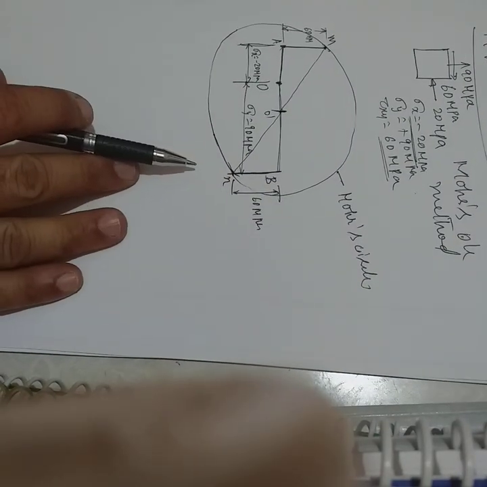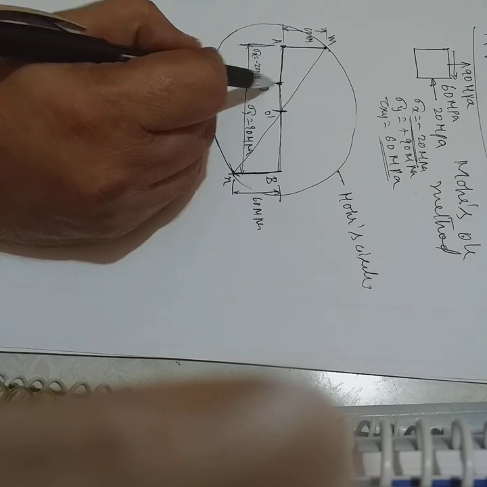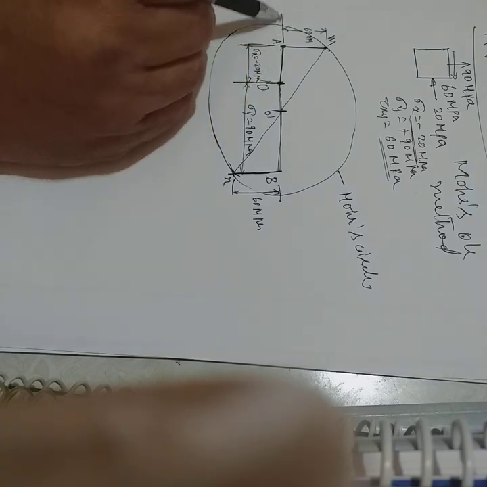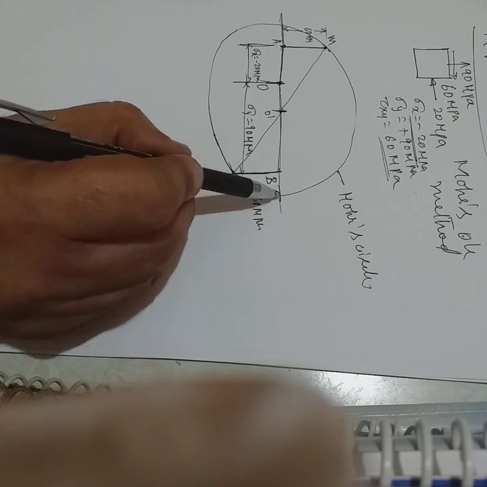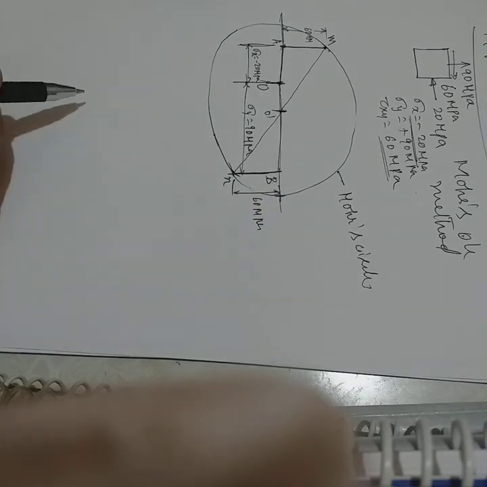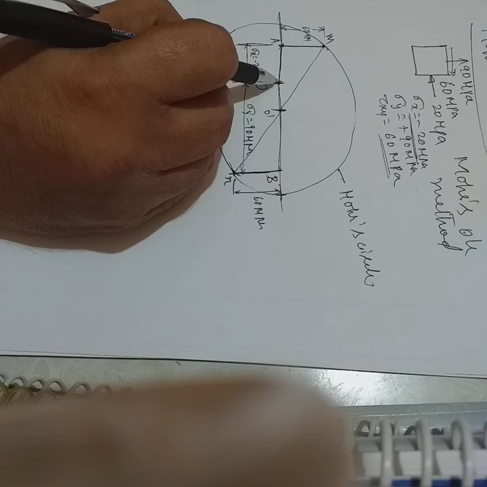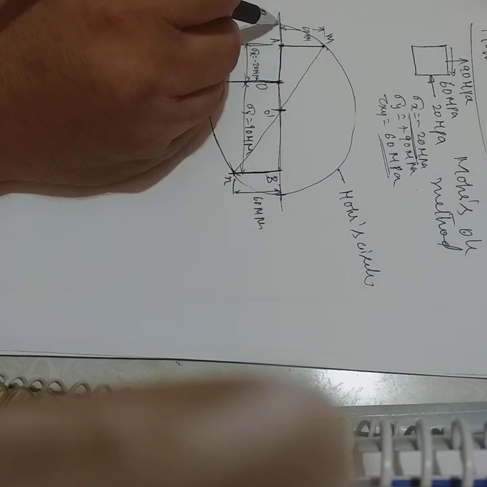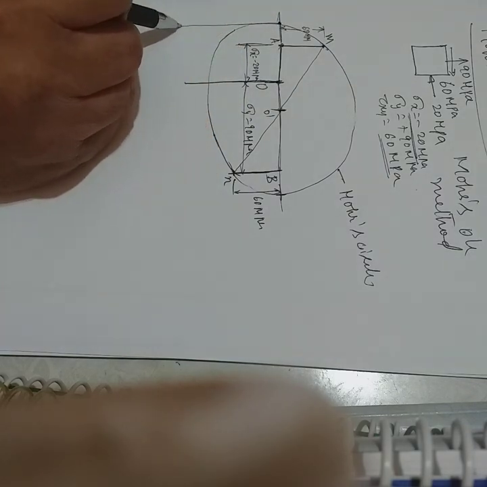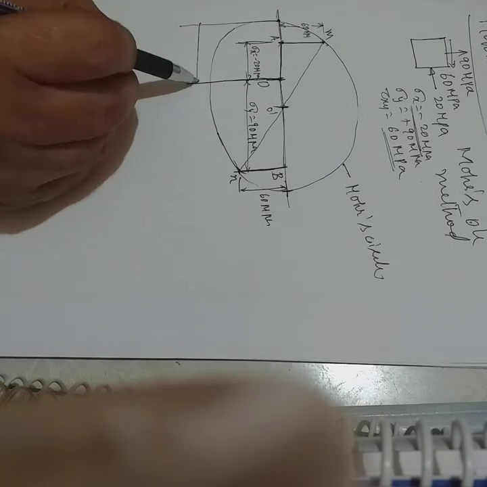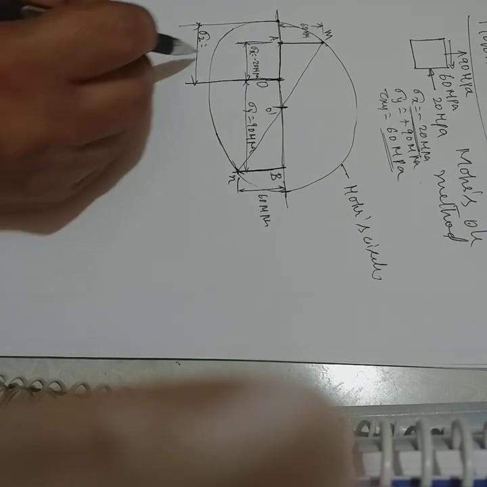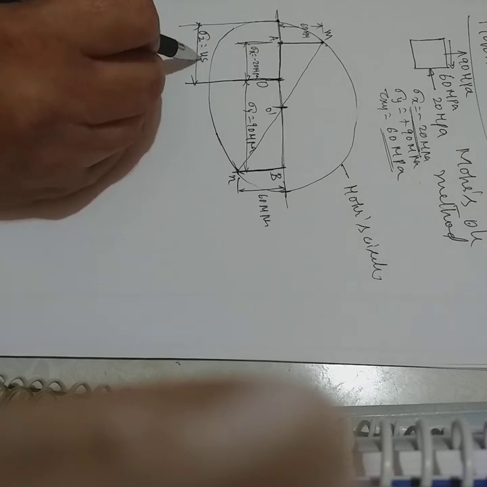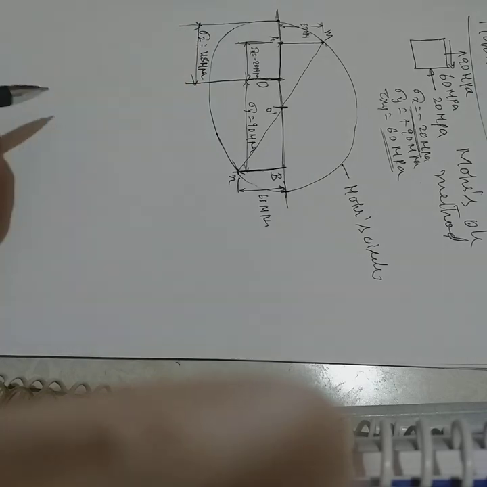Now we need to find out the value of sigma 1 and sigma 2. From O, you extend the line OA. From O dash B, extend this line till it touches the Mohr's circle. This distance from O to the end of the circle will give you the value of sigma 2, that is the minimum principal stress, which is around 48 megapascal.